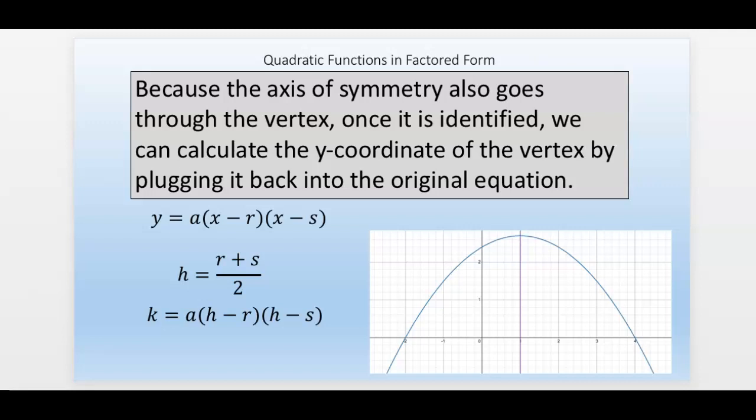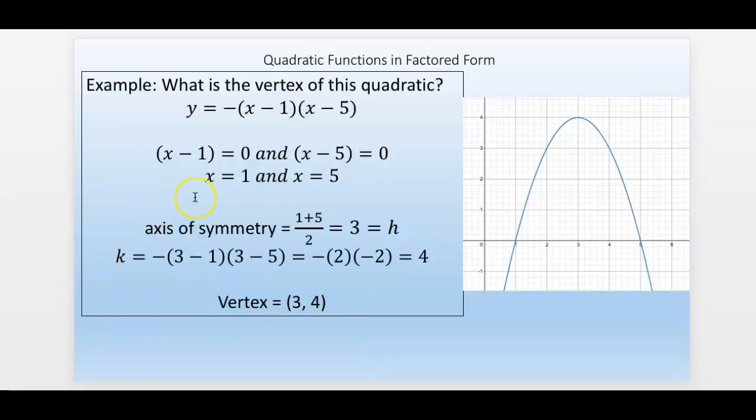Guys, because the axis of symmetry always goes through the vertex, once it's identified, we can calculate the y-coordinate of the vertex by plugging it back into the original equation. So in this case, x was 1. So we can plug it back in. Plug it in right here.